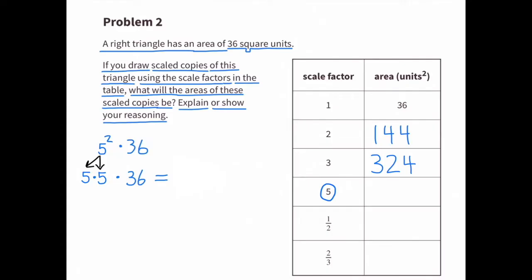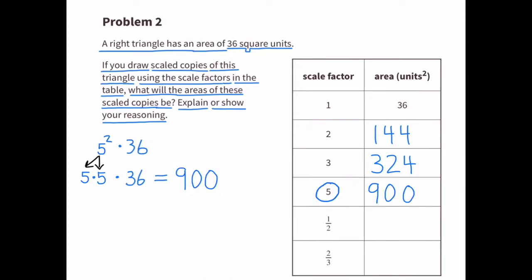When the scale factor is 5, I'll use 5 squared, which is 5 to the power of 2, times 36. So 5 times 5 times 36. 5 times 5 is 25. 25 times 36 is 900. So when the scale factor is 5, the area of this right triangle is 900 square units, or 900 units squared.